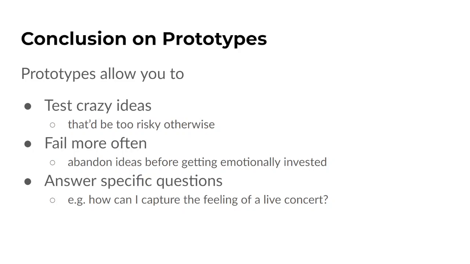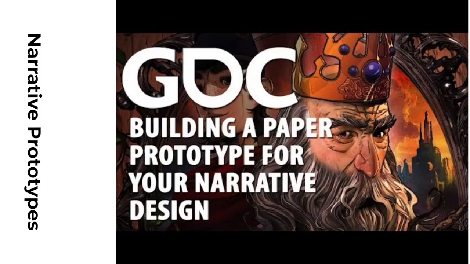And you can answer specific questions, and you should actually answer specific questions. For instance, how can I capture the feeling of a live concert? Going back to headbangs, make the music extremely loud and get everybody having really an aching neck. So that would be the conclusion on prototypes, and that's actually something that is used a lot in Scrum, where you handle yourself from one prototype to the next and just test if it's actually doing the stuff you want.